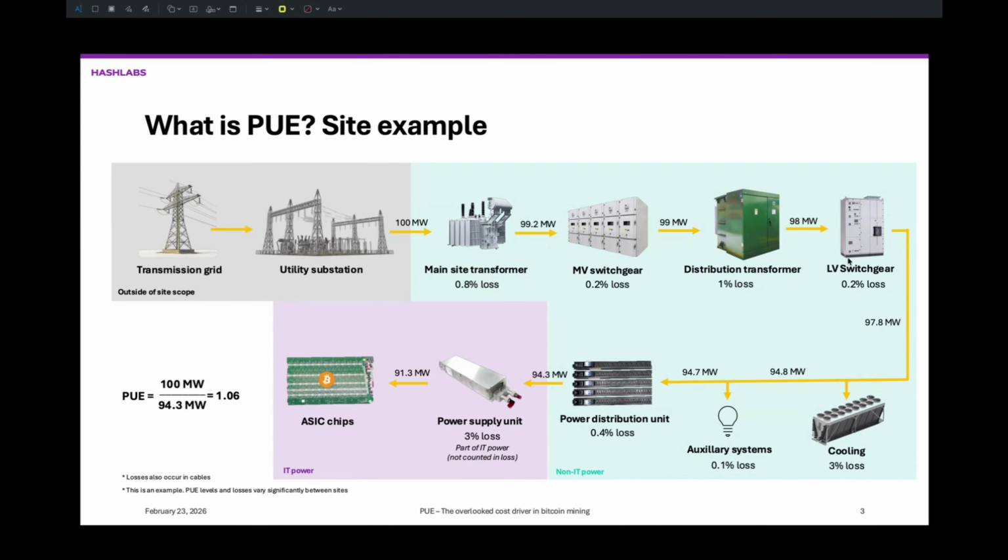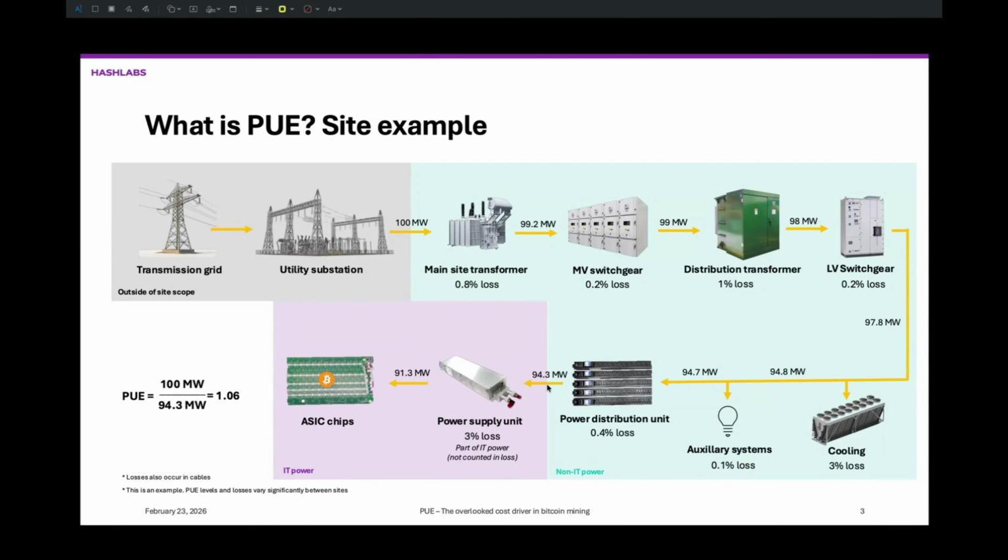Then mining is flowing from the switchgear into the power distribution unit. So one of these is basically delivering power, distributing power to several miners in the racks. That is a 0.4% loss in our example. And then we only have 94.3 megawatt left. And this is where the power is reaching the IT load or the IT component.